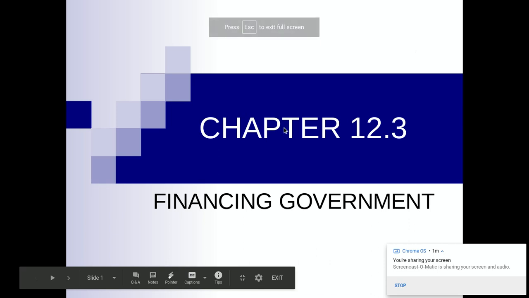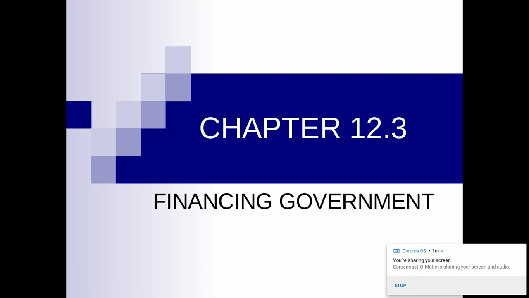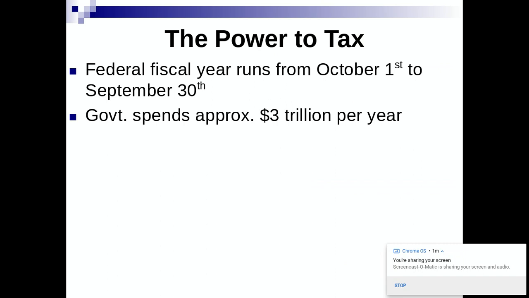All right. So financing the government. 12.3. So how does the government get their money, essentially? Why do we finance it? All right. So the power to tax. Obviously, this is very important.